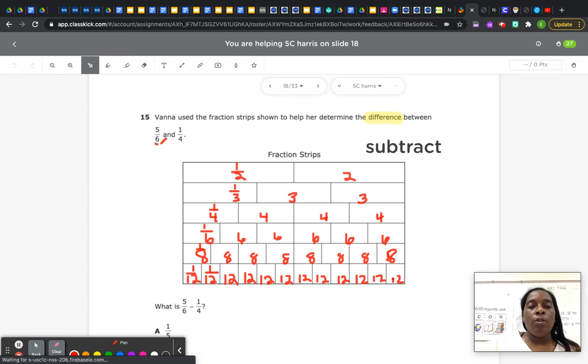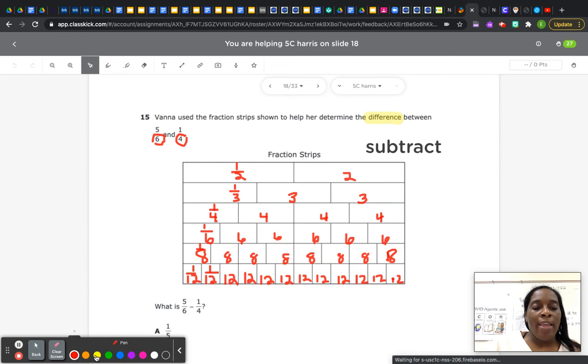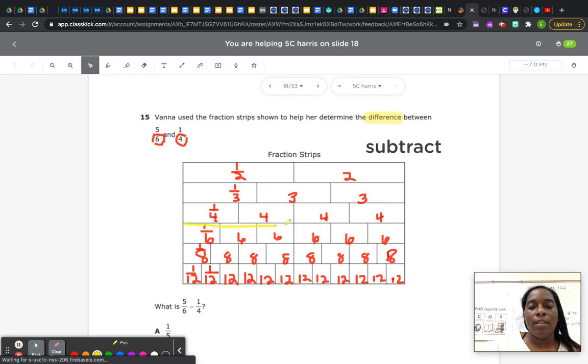Next, you're going to look at your fractions here, and you have a 6th and you have a 4th. These are denominators, and both of these denominators are unlike. So you have to find the like denominators for these. So what I'm going to do is go to the 6ths and shade in or draw around 5/6.